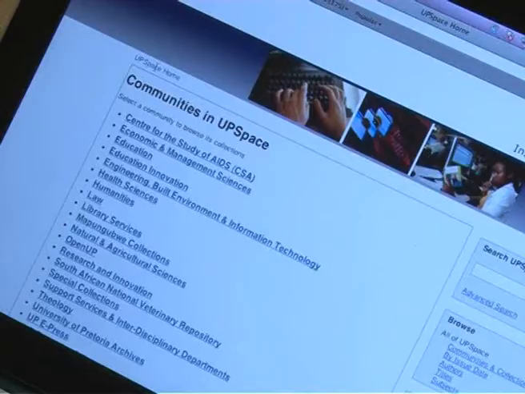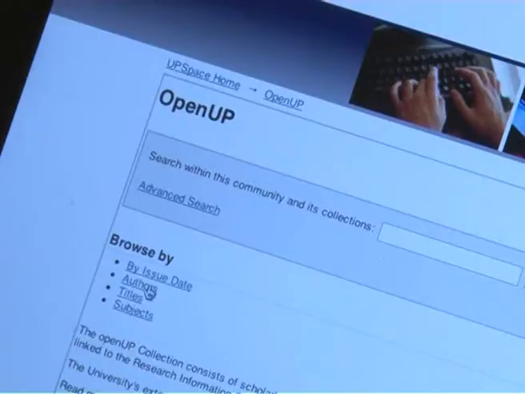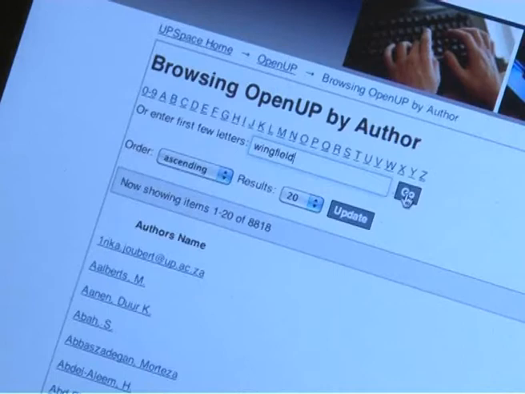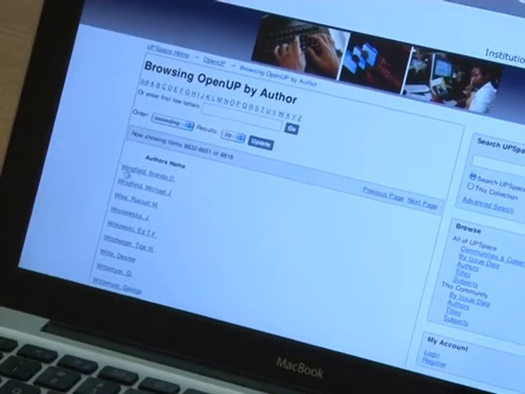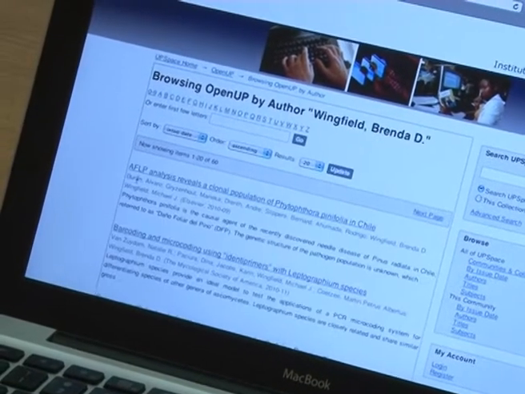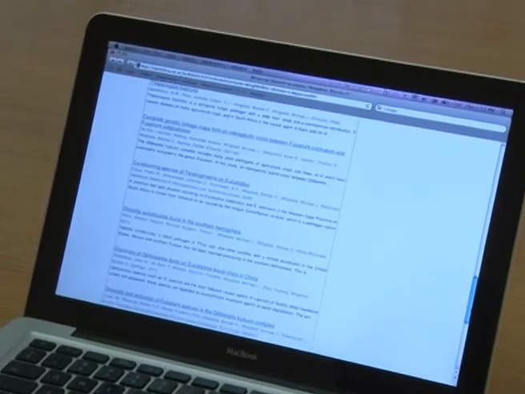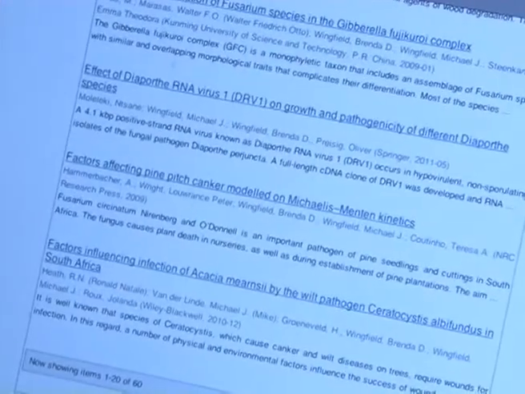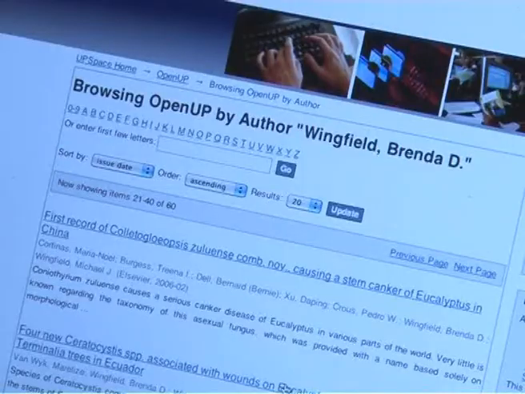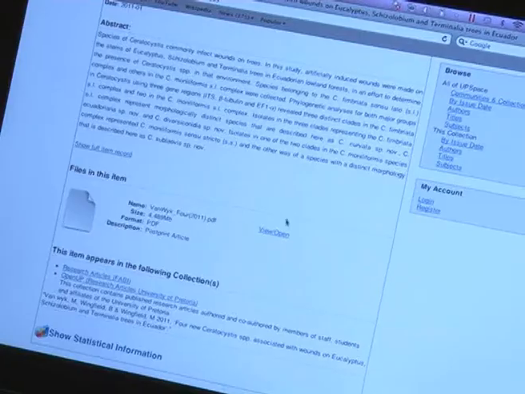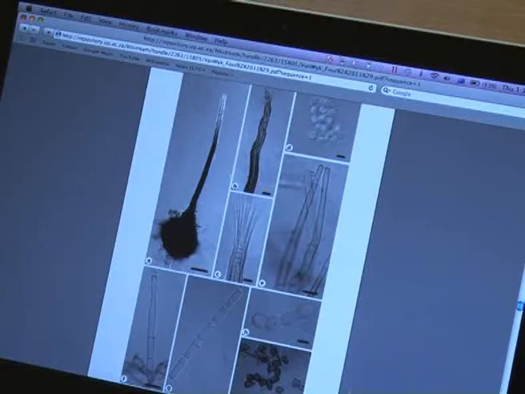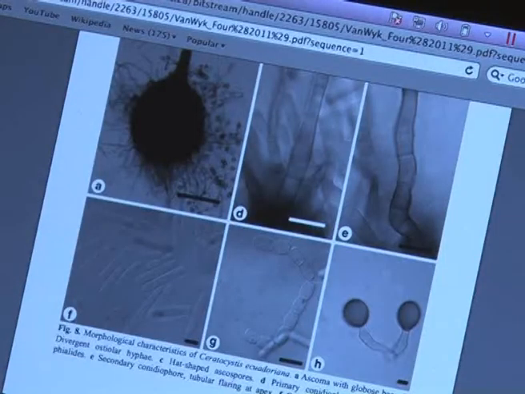So open access has become increasingly important for our research, and open access provides us with a number of advantages. Some people say that if you have papers on open access, that is going to increase your citations. I'm less convinced about the citations. What to me is most important is the fact that everybody can access your work, and this results in having greater visibility for your work.